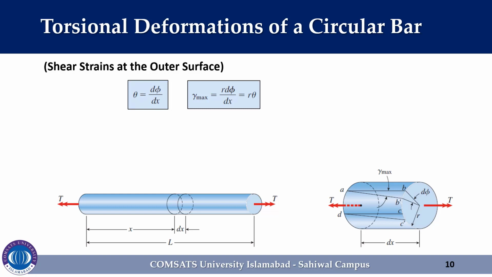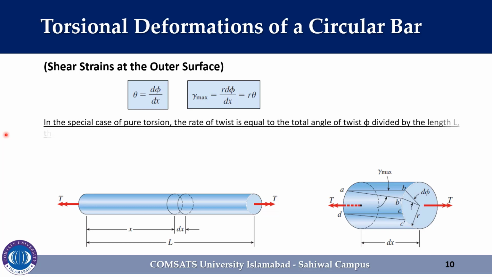In our previous discussion, for convenience, we discussed a bar in pure torsion. However, both equations are valid in more general cases of torsion, such as when the rate of twist theta is not constant but varies with the distance x along the axis of the bar. In the special case of pure torsion, the rate of twist is equal to the total angle of twist phi divided by the length L. Now we can express theta as phi over L. Therefore, for pure torsion only, gamma maximum equals r theta, and with theta replaced by phi over L, this equation becomes r phi over L.